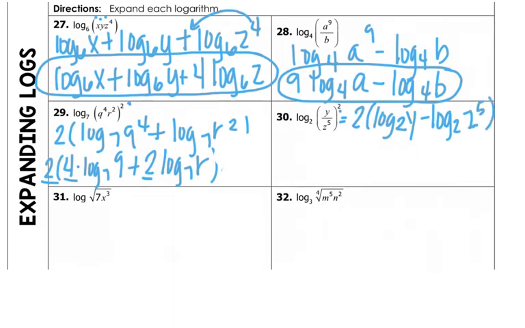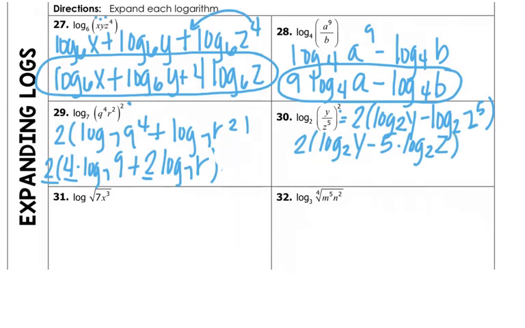Okay? And so then from there, what can we move? What needs to move? We can't have any exponents in our expanded form, so we need to move that 5. So we're going to say 2 log base 2 y minus 5 times log base 2 z. Sorry, that was an ugly z right there.